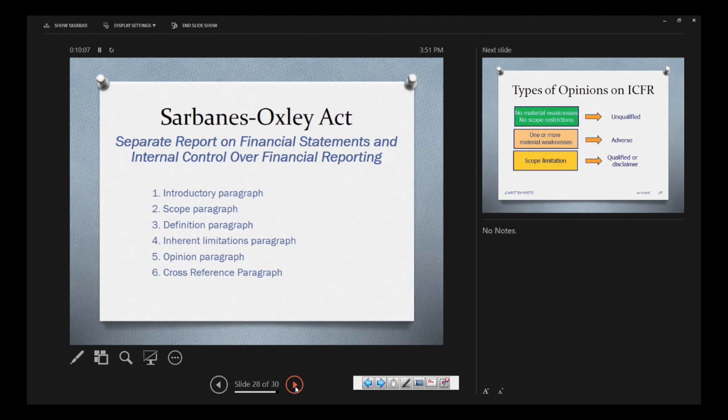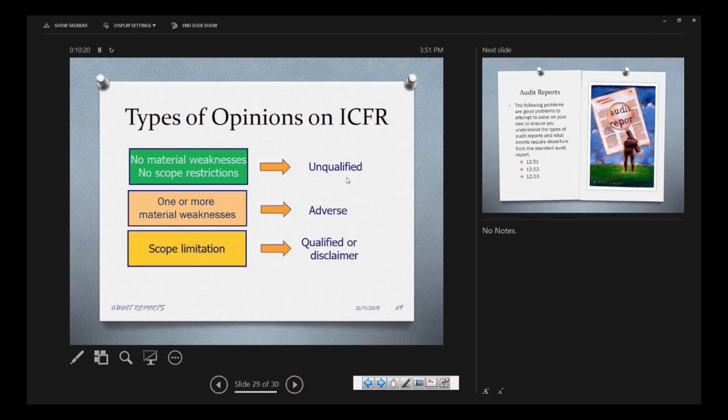The other thing is the report on internal control over financial reporting. Again, I'm not expecting you to memorize that long report, but just know what the contents are. Know what's meant by an unqualified opinion on internal controls. That means there are no material weaknesses, no scope limitations. And adverse would have one or more material weaknesses. And remember, a material weakness is different from a material misstatement. And you can have an adverse ICFR report and still have a clean audit opinion. And just one of an opinion.